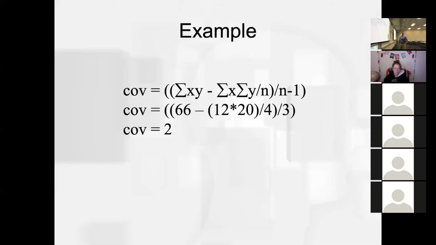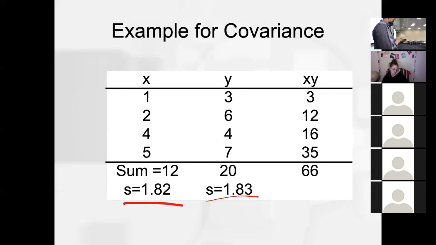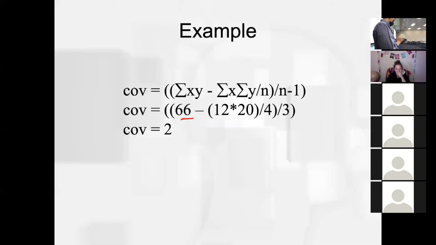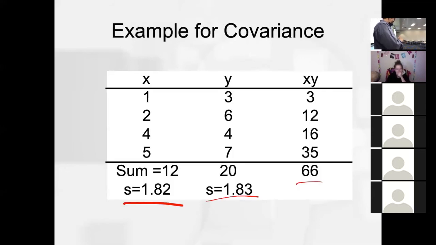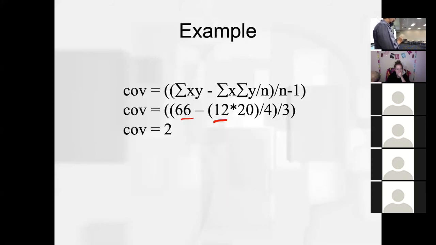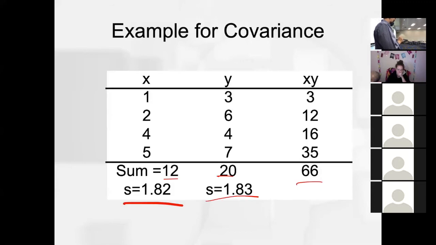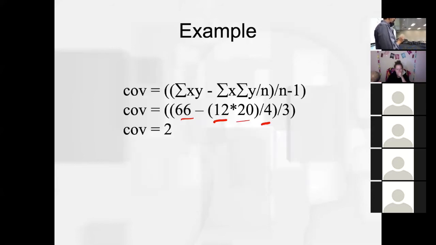So again, that sum of xy minus the sum of x times the sum of y divided by n, and all of that divided by n minus 1. So 66, that sum of xy down here, minus the sum of x, 12, times the sum of y, 20, divided by the number of pairs. You can see here we have 4 pairs, 1, 2, 3, 4. And then all of that over the number of pairs minus 1, so 3. So this is a different data set, but we get a covariance of 2, just like we had SP of 2 before.